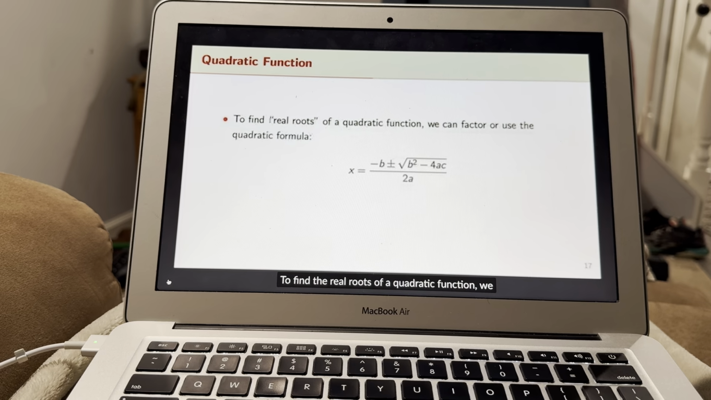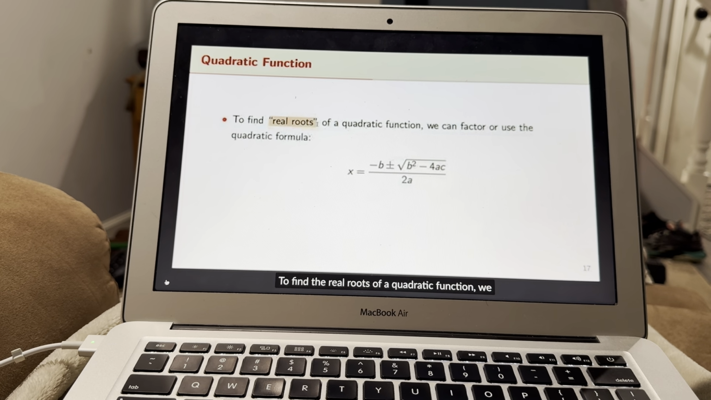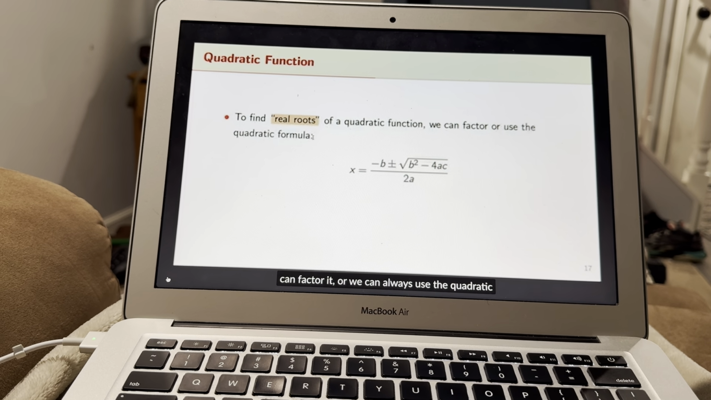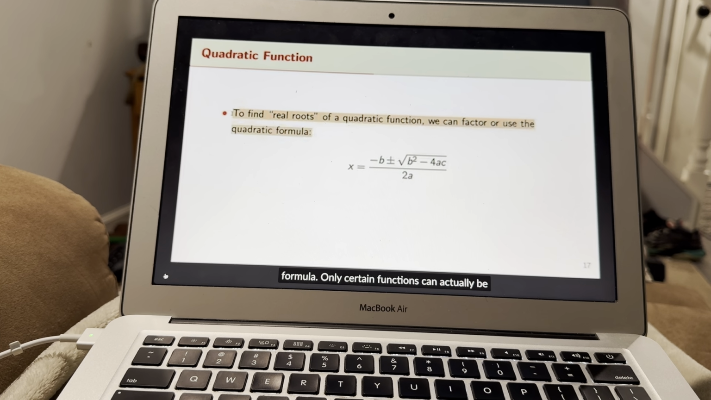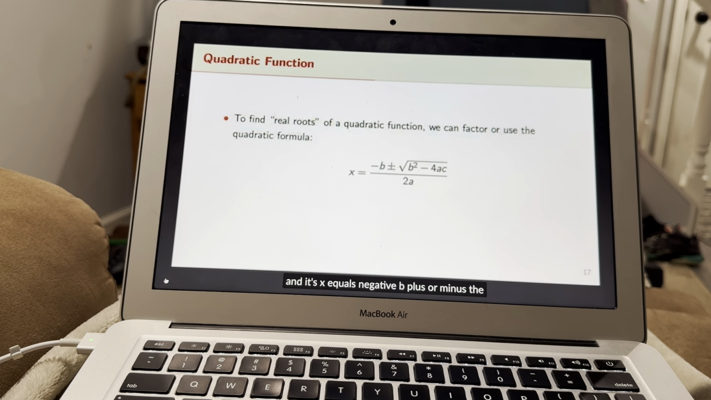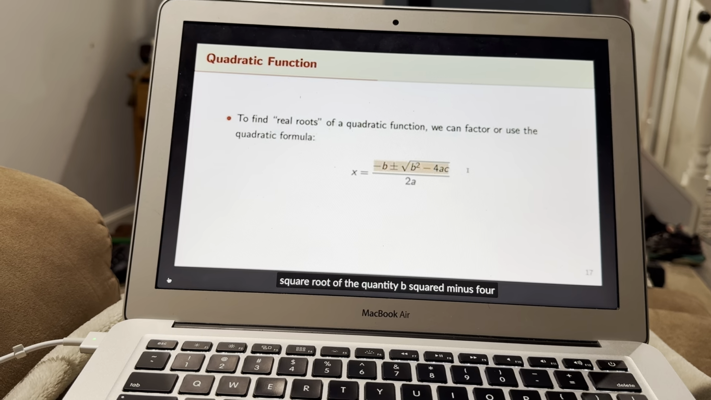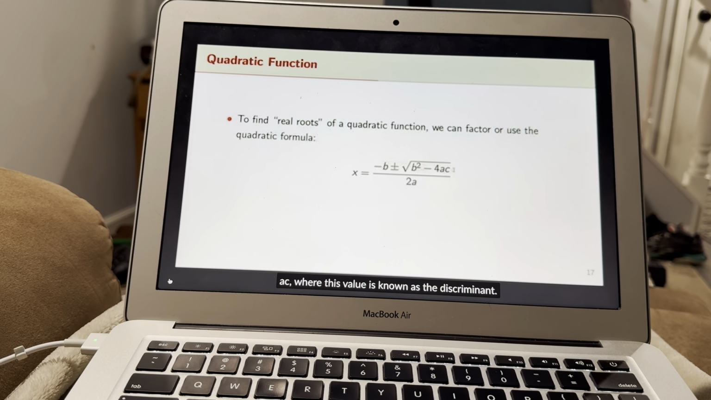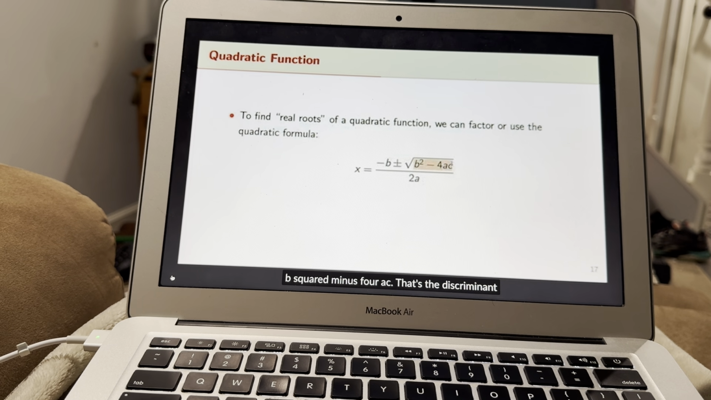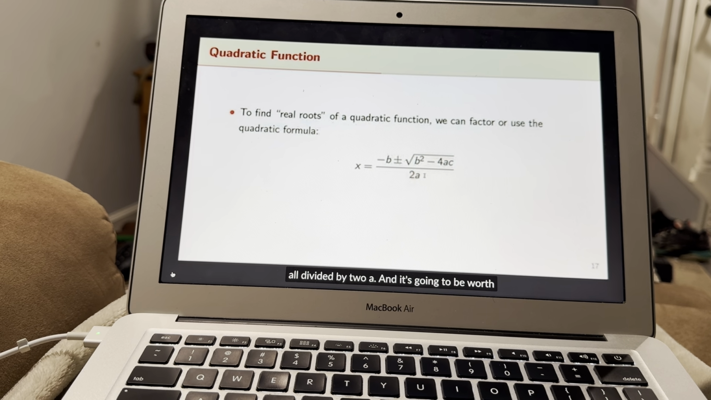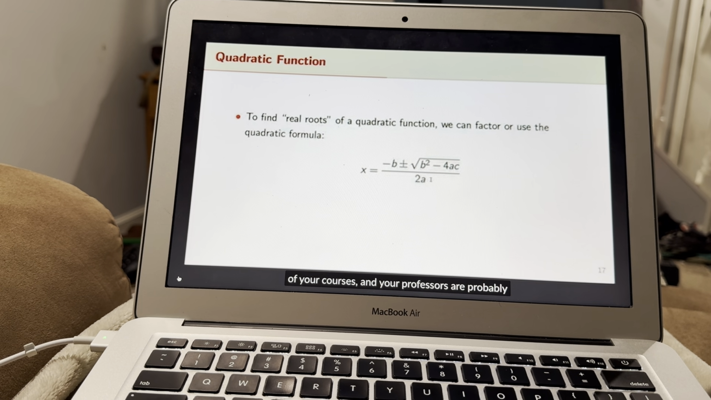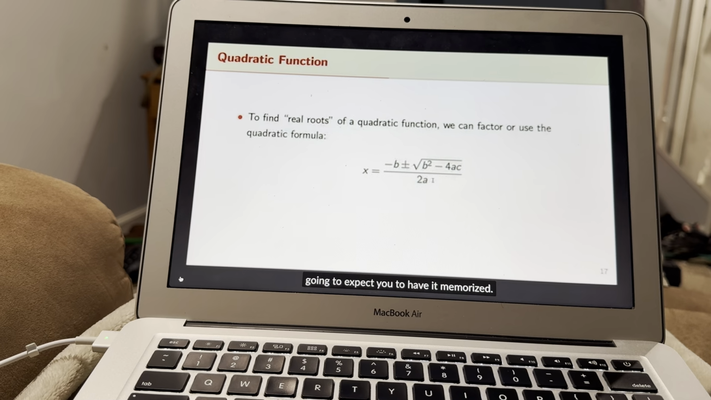To find the real roots of a quadratic function, we can factor it, or we can always use the quadratic formula. Only certain functions can actually be factored. The quadratic formula can always be used. And it's x equals negative b plus or minus the square root of the quantity b squared minus 4ac, where this value is known as the discriminant, all divided by 2a. It's going to be worth memorizing this formula. You may need it in many of your courses, and your professors are probably going to expect you to have it memorized.